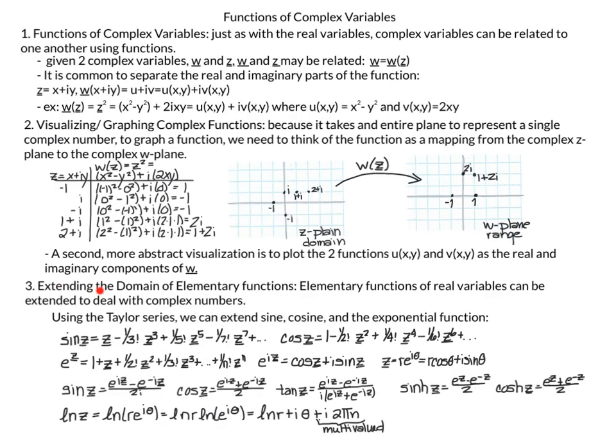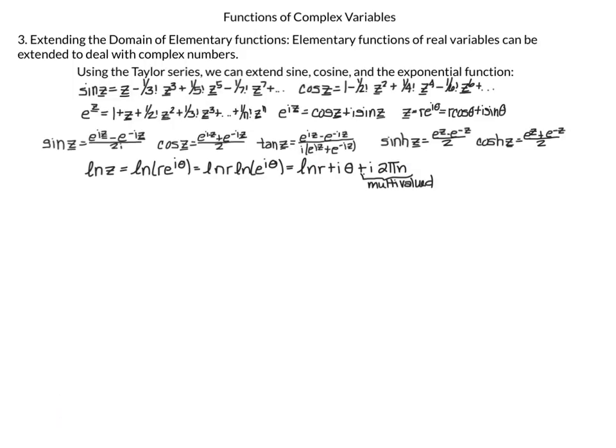Our last topic is about extending the domain of some elementary functions: the sine, the exponent, the logarithm, the sinh. So elementary functions of real variables can be extended to deal with complex numbers. And these are the particular functions we're going to look at. We used the Taylor series to extend sine, cosine, and the exponential function, and then we got the Euler formula in this form, the exponential form of a complex number. We'll also have these two formulas we can get, the sinh and cosh, as well as natural log. So let's take a closer look at each of these.